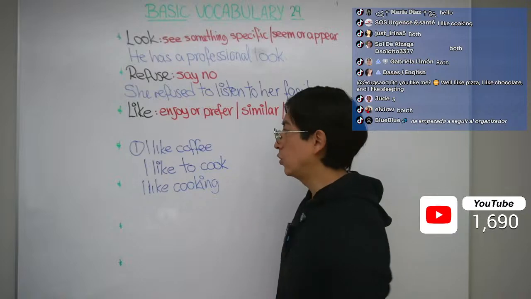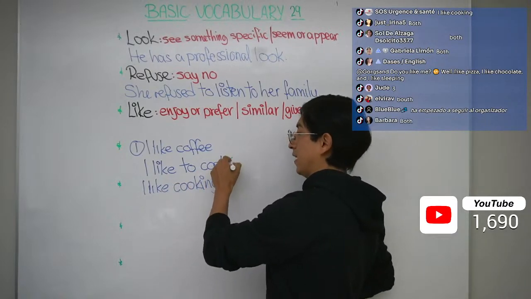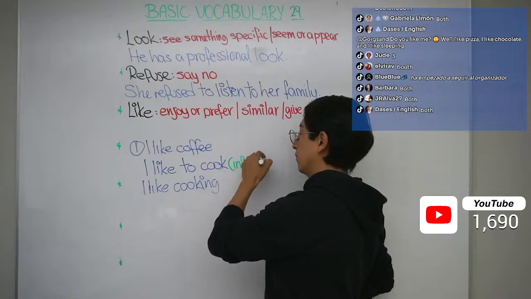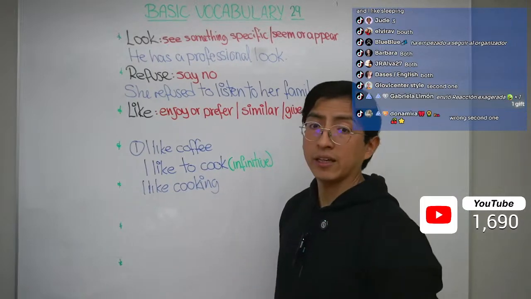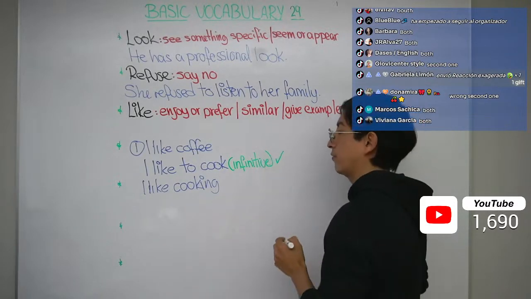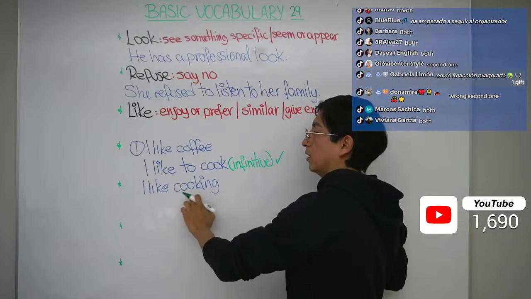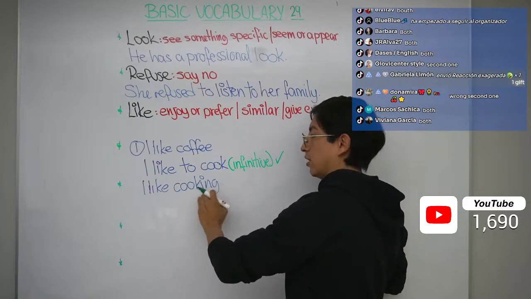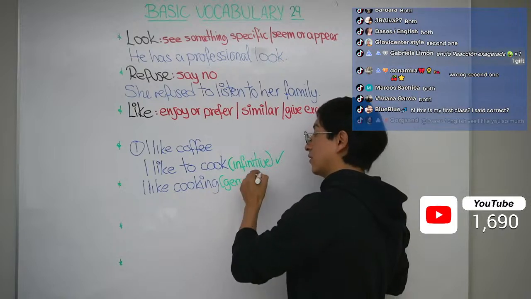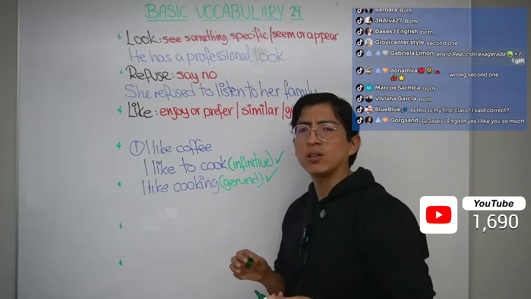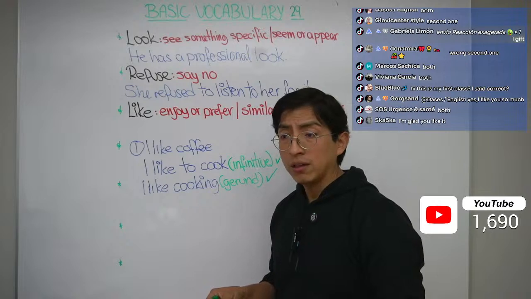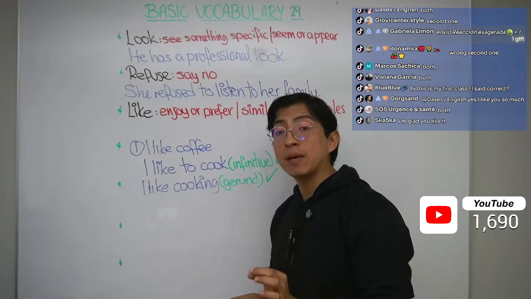So, teacher, can I use like with an infinitive? Yeah, let's put here infinitive. Can I use like with an infinitive? Yes, we can use like with an infinitive. This is perfect. Teacher, can I use like with a gerund? Okay, this is a gerund, ing. Yes, you can use it too. Okay, teacher, does it have a similar or different meaning? Well, both have the same meaning.